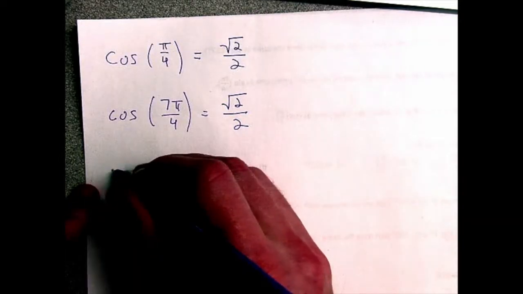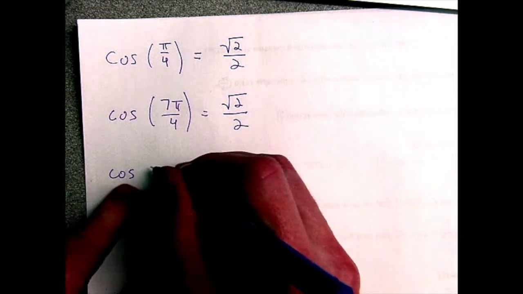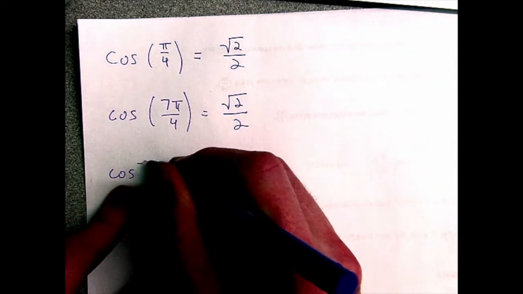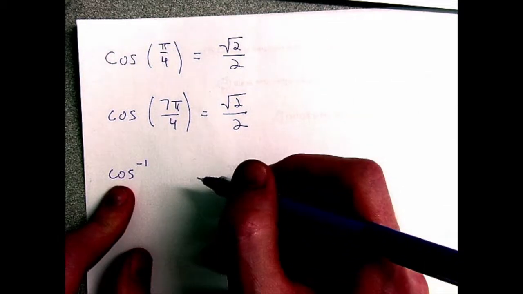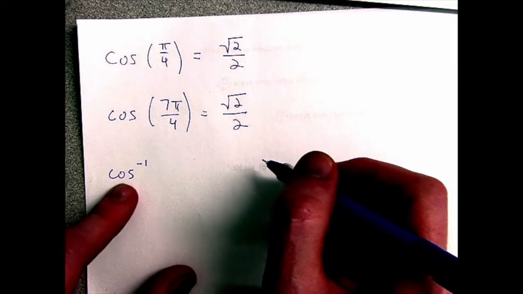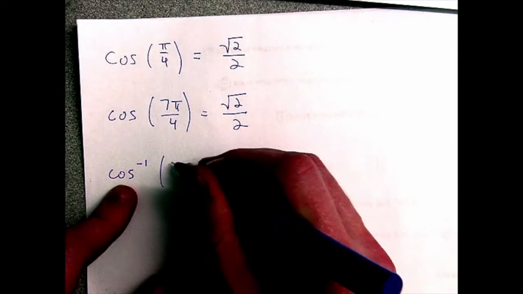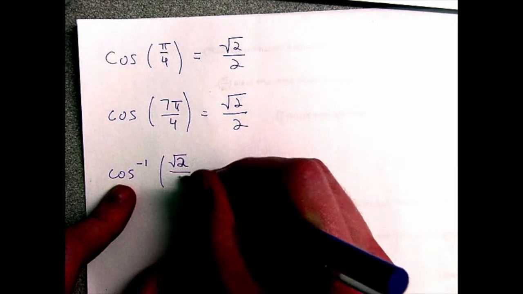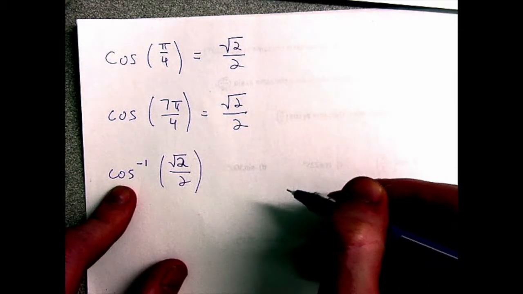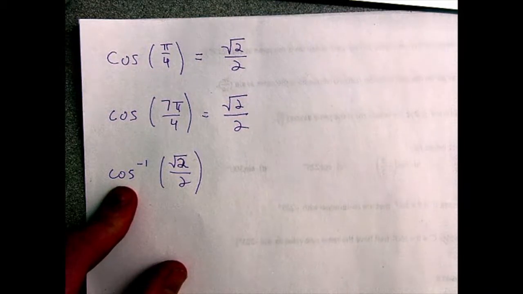Now the inverse cosine function, which is represented as cosine with a little minus 1 up above, means inverse. It doesn't literally mean cosine to the negative 1. It means the inverse of cosine. I want to take the inverse cosine of root 2 over 2. Now, here's the thing.